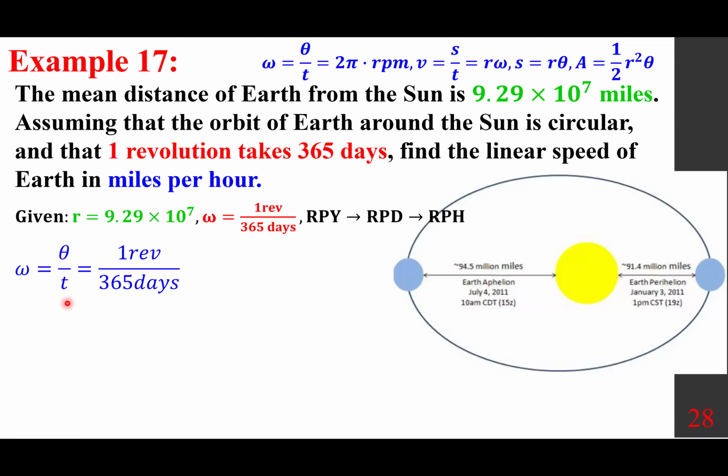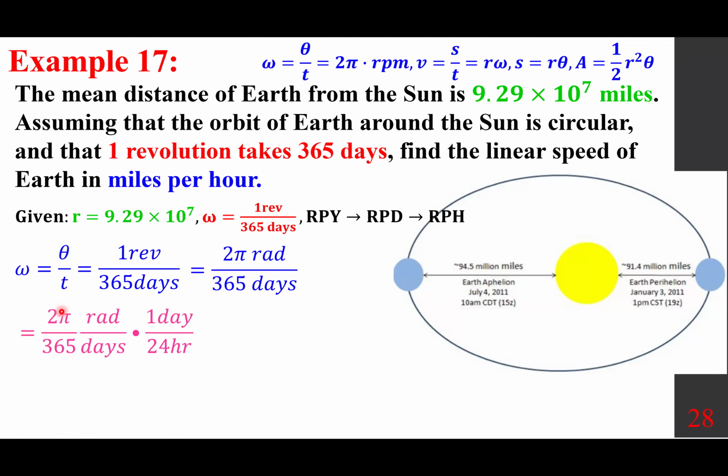So omega is theta over t, 1 revolution over 1 year, or 365 days. 1 revolution is 2 pi radians. So that's our omega. 2 pi over 365 radians per day. So we have so many radians, we have so many days. And now in 1 day, there are 24 hours. So 2 pi over 365, these are in radians, these are in days. 1 day is 24 hours.